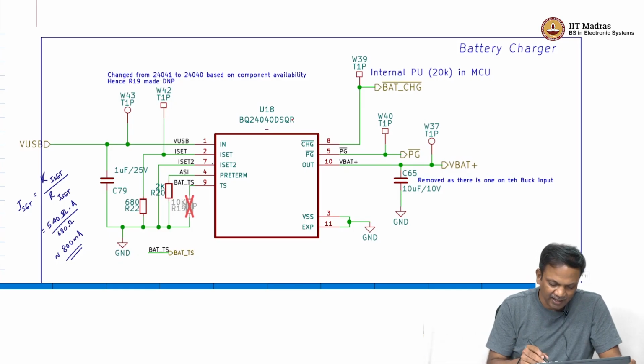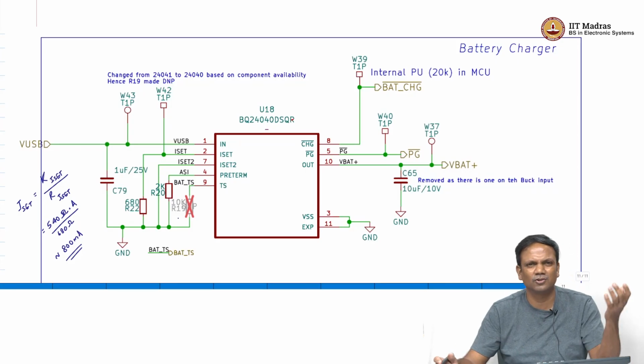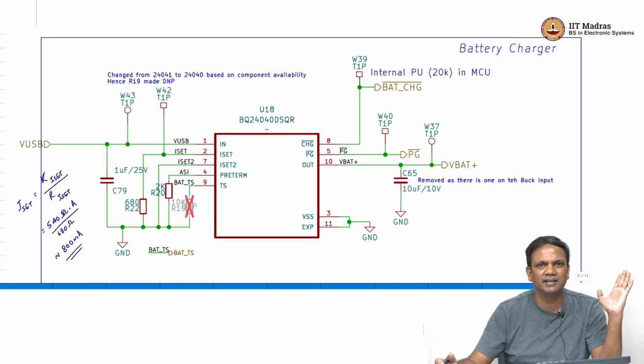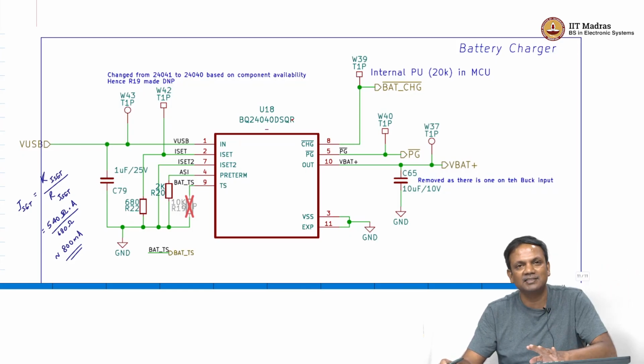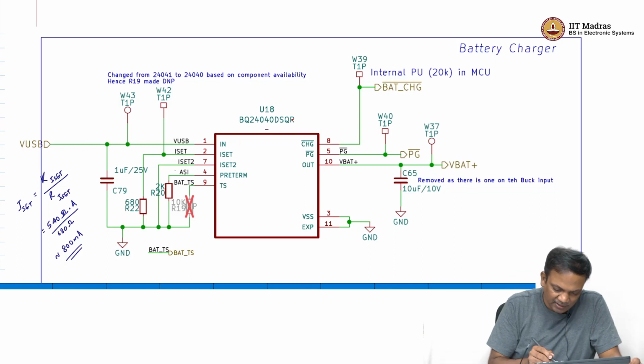Then there is ISET 2. ISET 2 is pulled to ground because we are saying there is no need to limit the current. Current limiting is anyway done at the source; if you connect to a laptop, it will do the current limiting. This battery charging SOC does not need to do it. That is why ISET 2 is pulled to ground.